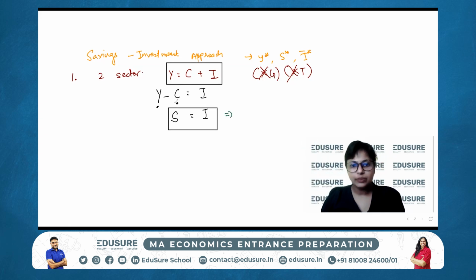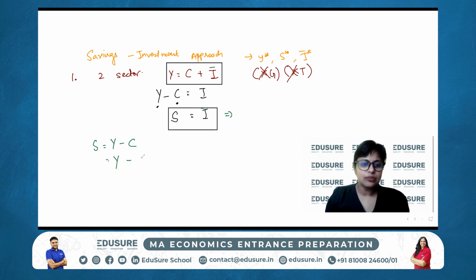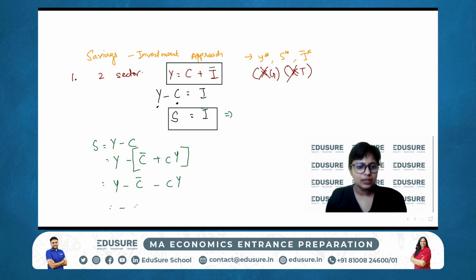So ab ye equilibrium niklega kaise? So savings function hai. Investment is constant, but savings is a function. What is the savings function? Y minus C. Okay. What is C? C consumption, we can write consumption function C bar plus small c into Y. Okay. Let's open the brackets. Minus C bar minus small c into Y. Let us segregate it. Minus C bar plus 1 minus small c into Y.